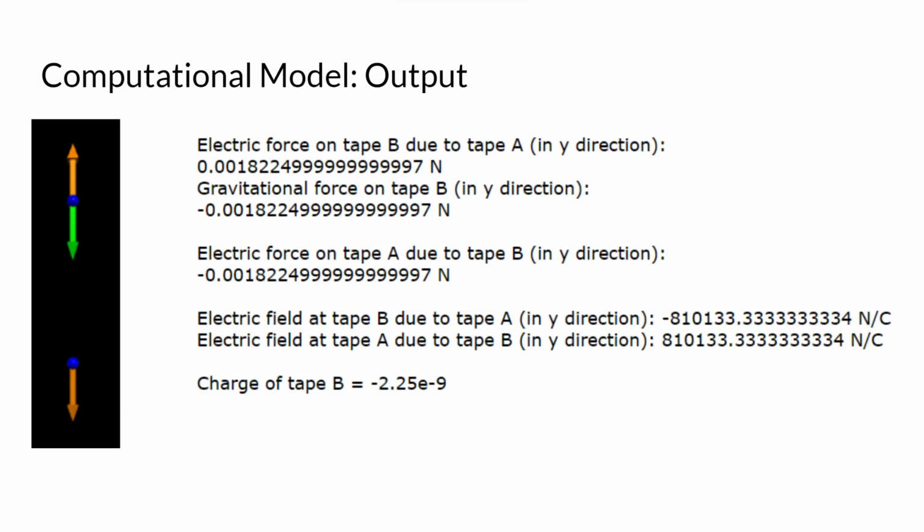Notice that the electric force on tape B due to tape A is opposite in direction to the gravitational force of B, as aforementioned. Tape B is negatively charged, with a charge of approximately negative 2.25 times 10 to the negative 9 coulombs. The electric field at tape B due to tape A is approximately 810,000 newtons per coulomb.